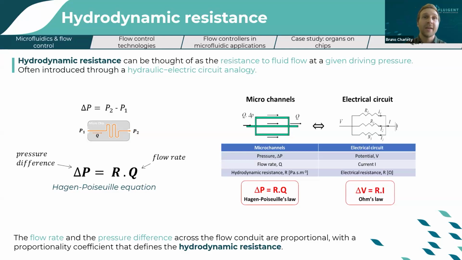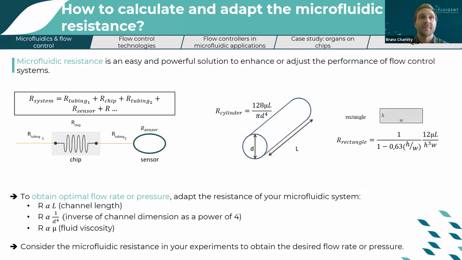So how to calculate and adapt this microfluidic resistance? As described here, the total system resistance is the sum of the resistance of the microfluidic components. So for instance, here we have the resistance of the tubing, the resistance of the chip, the second tubing, and the sensor.